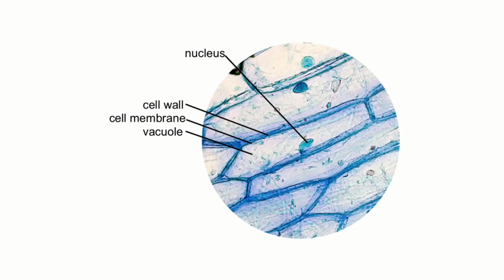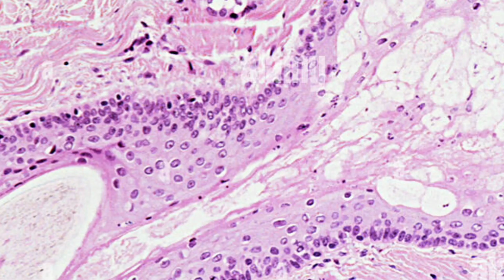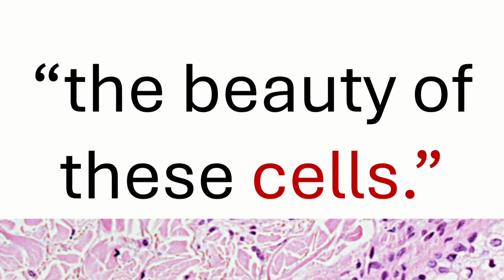In the skin cell of an onion, we can see the nucleus, cell wall, cell membrane, and vacuole. Now, let's talk about our belief towards cells under the microscope. Instead of saying, "I'm not interested," think, "I'm mesmerized by the beauty of these cells."